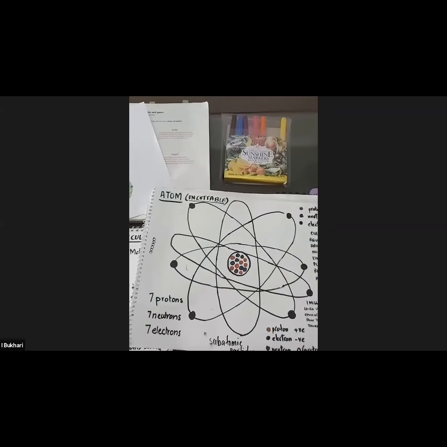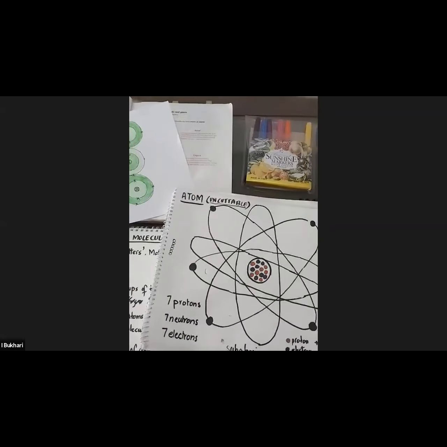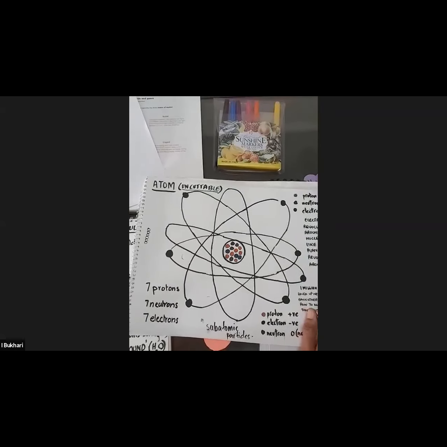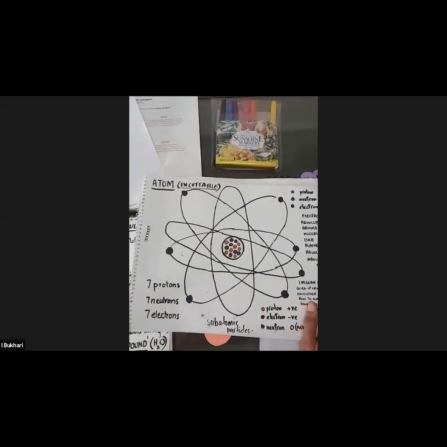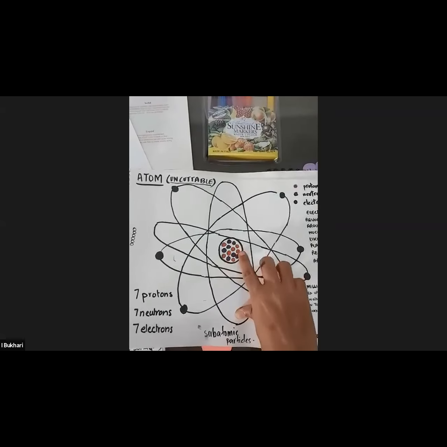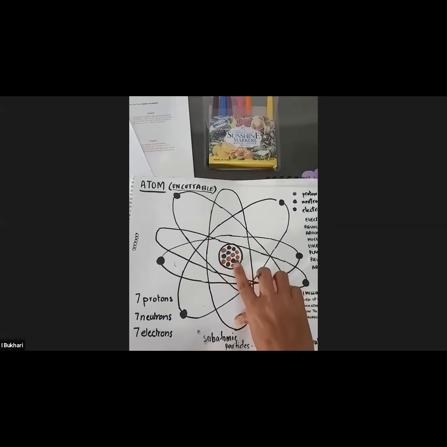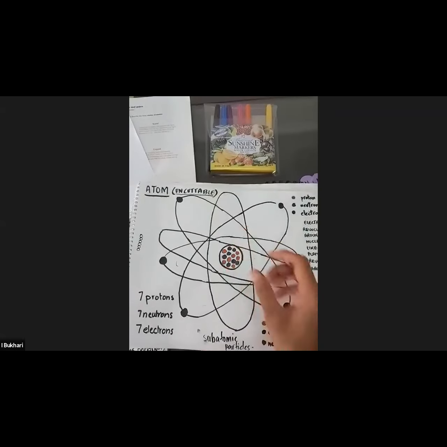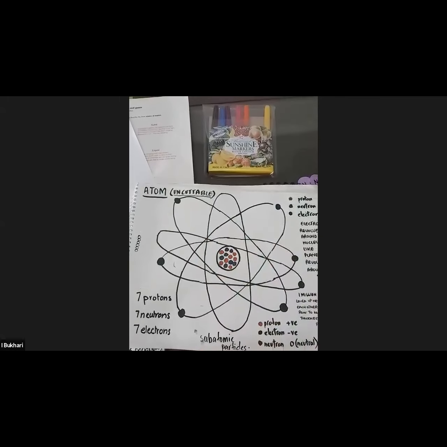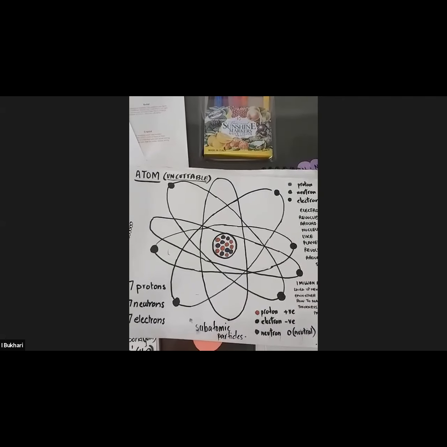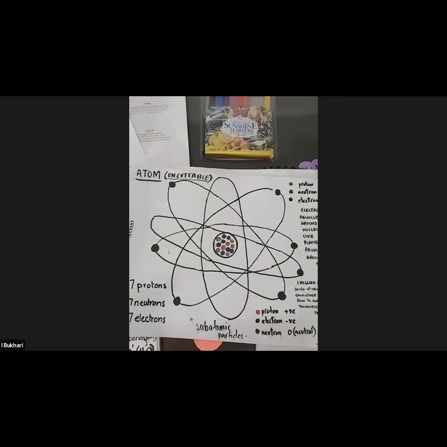Now, you must have studied this and must already know that like charges repel, right? Similar charges repel, and opposite charges attract. Now, these protons are all positively charged. These red shaded particles are positively charged. If they are all positively charged, how come they are confined to such a small space? Aren't they repelling each other? Yes, they are repelling each other, but it is the presence of neutrons which decreases their repulsion and keeps them together.